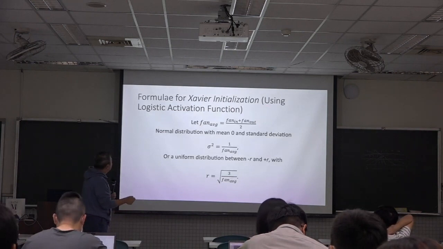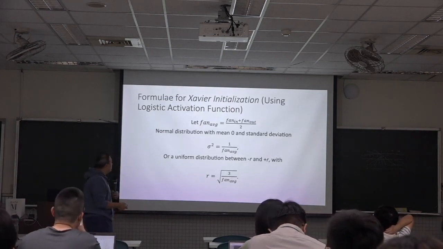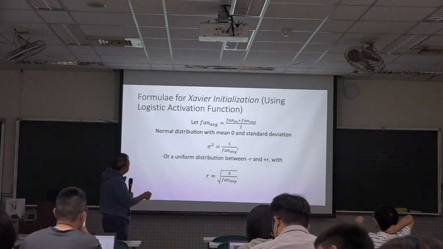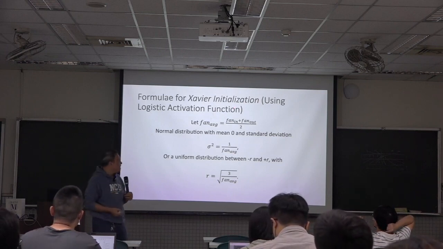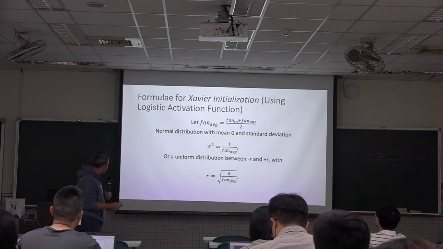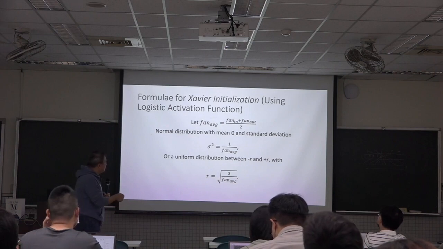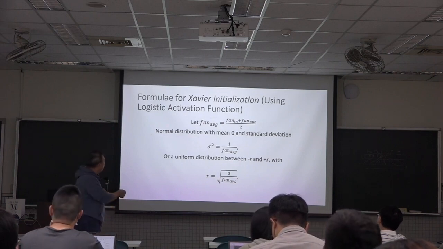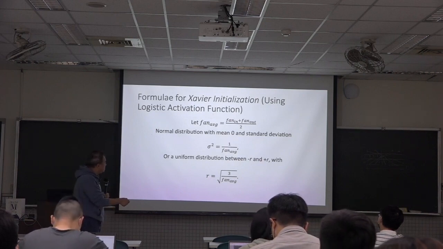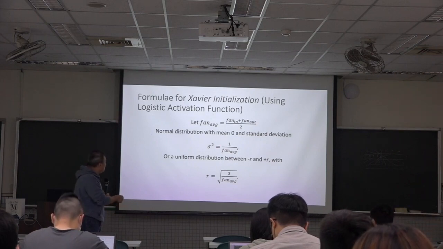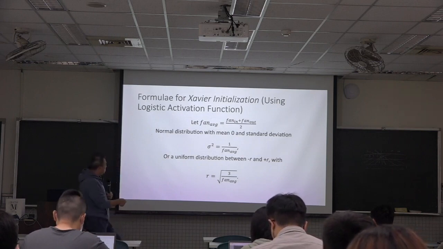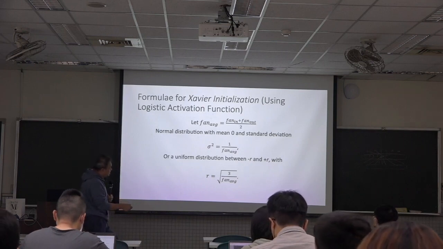It's like this. If you use a logistic activation function, which is basically a sigmoid, then fan average is the average of the fan-in and fan-out. Here, of course, we are talking about the approximation in the case that fan-in and fan-out values are different. And if you want to use a normal distribution to randomly initialize the weights, then you should use mean zero and a standard deviation like this: the square of the standard deviation is 1 over fan average. Or if you are using a uniform distribution to randomly initialize your weights, then your value should be between negative R and positive R, where R is this one.